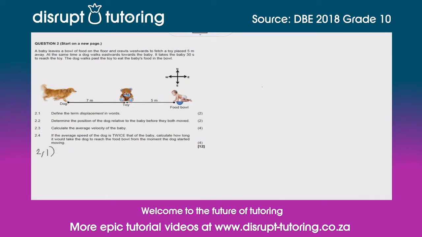And it says, define the term displacement in words. So displacement is the difference or change in position in space.